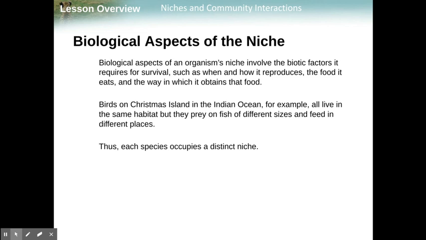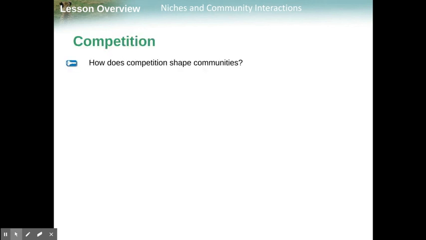So with birds, we have this example of birds on Christmas Island in the Indian Ocean. They all live in the same habitat, but they prey on fish of different sizes and feed in different places. So because of that, they each have a different or distinct niche. If they did not, we would start seeing them compete for that food source. So that moves us to the next part of our lesson.